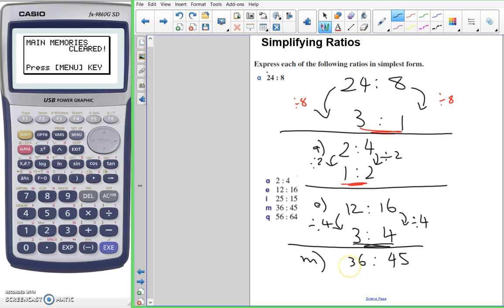So we need to start looking at this one first. What are some multiples of 36? What about 6? We'll try 6. Does 6 go into 45? No. Alright. We'll try something smaller again. 3. How many 3s are in 36? If we divide that one by 3, that one will give us 12, because we know 10 3s are 30. Extra couple will give us 12. Divide that one by 3. So there's a bit of trial and error here, guys. 45 divided by 3 is actually 15. So that's how we simplify ratios that are in whole numbers.